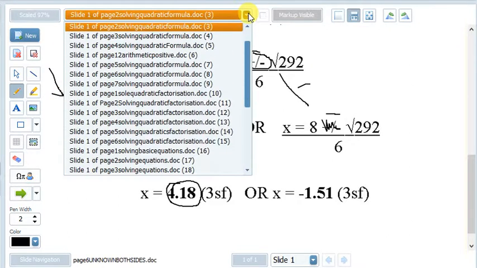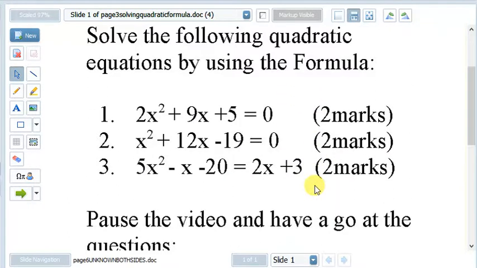Okay, so it's now your turn to have a go at 3 questions. So if you can pause the video, remember to label the equation first, ax squared plus bx plus c, and then we will go through them. Just pause the video here and work your way through them.